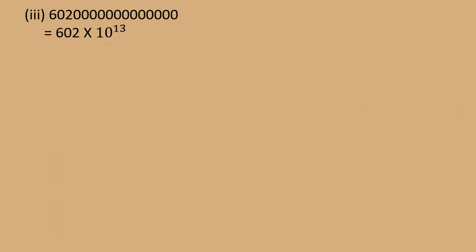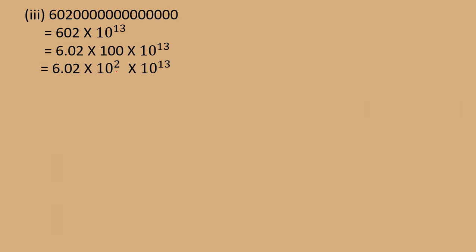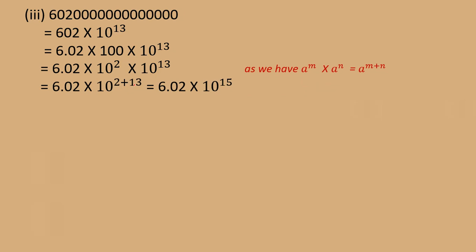Now, 602 into 10 raised to the power 13. Here again this 602 should lie between 1 and 10, so 602 can be expressed as 6.02 into 100. Again by the laws of exponent, 10 raised to the power 2 into 10 raised to the power 13 becomes 10 raised to the power 2 plus 13. 2 plus 13 is 15. So we get 6.02 into 10 raised to the power 15. Here our answer is 6.02 into 10 raised to the power 15.